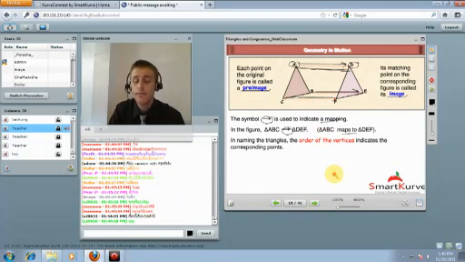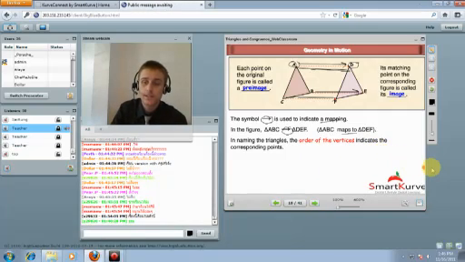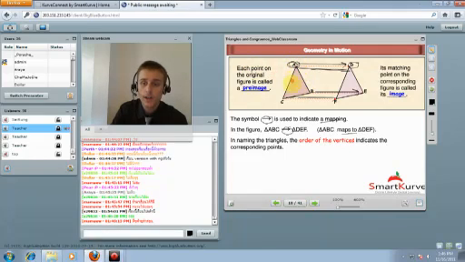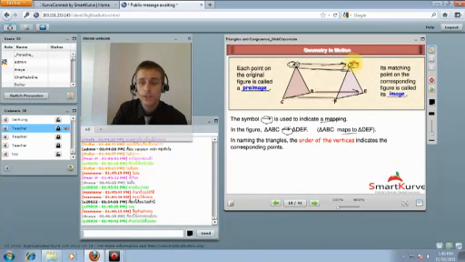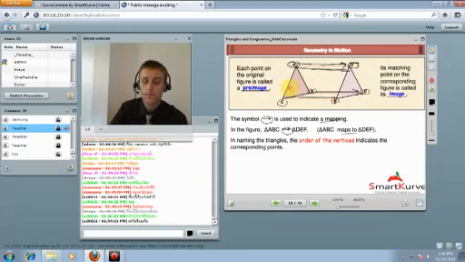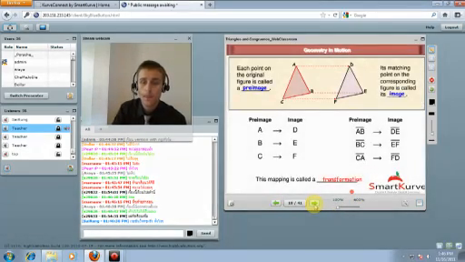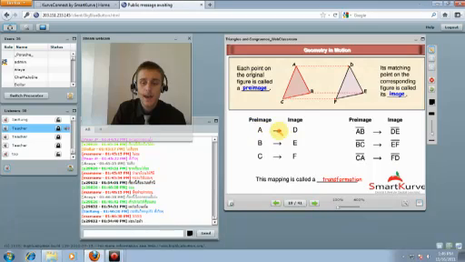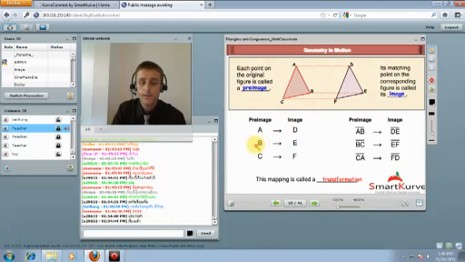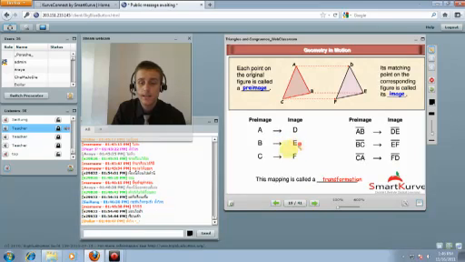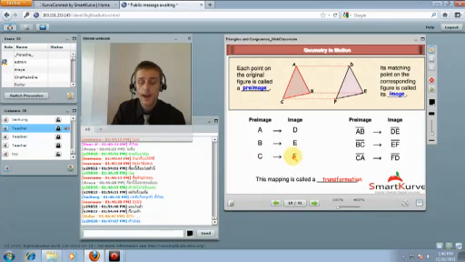In naming the triangles, the order of the vertices indicates the corresponding points. So A is at the top of this triangle, C and B are its bases. D is still the top of the new triangle with F and E as the bases. These are corresponding to each other. Right here we see A maps to D, B maps to E, and C maps to F.